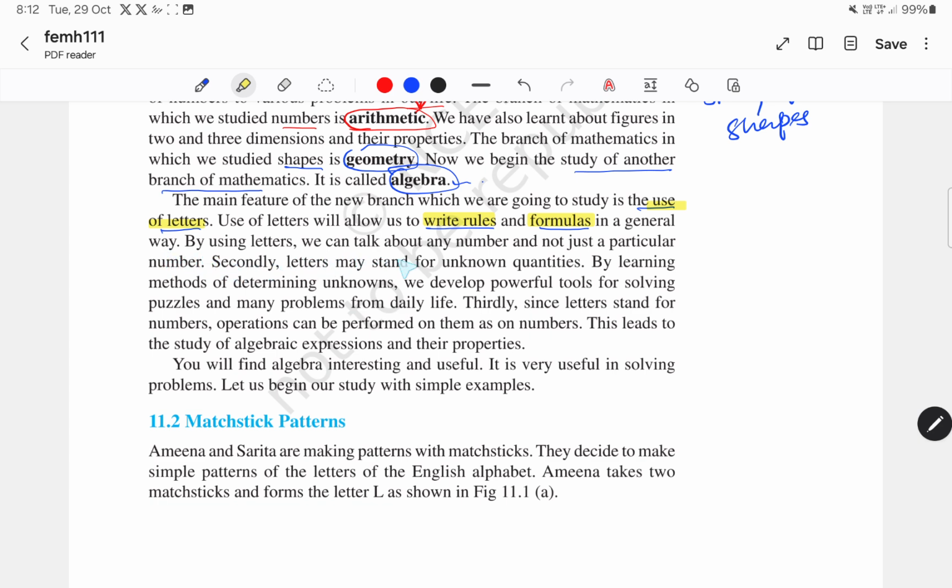By using letters, we can talk about any number and not just a particular number. Secondly, letters may stand for unknown quantities. By learning methods of determining unknowns, we develop powerful tools for solving puzzles and many problems from daily life. By studying algebra, we may solve many problems of our daily life.